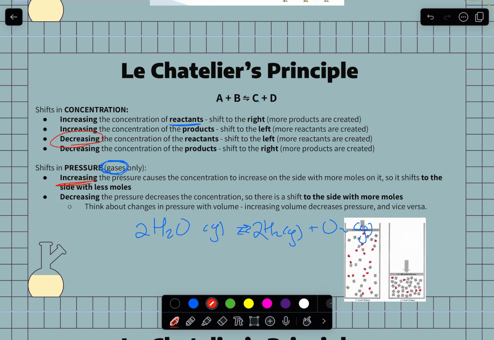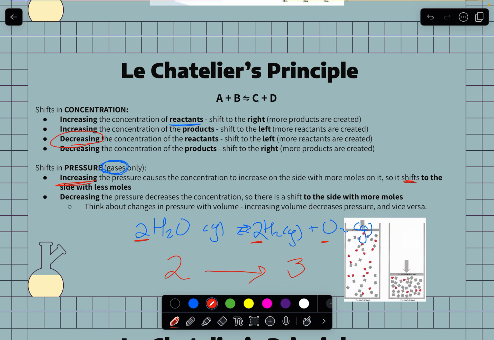if we make the container smaller, we're going to shift to the side with fewer moles. By moles, what we mean is our coefficients of the gases, right? So on the left, we have 2 moles. On the right, we have 3 moles because we have 2 H2s and 1 O2. So if we increase the pressure, we're going to go to the side with fewer moles. If we decrease the pressure, it's going to be the opposite. We go to the side with more moles because there's more space now.